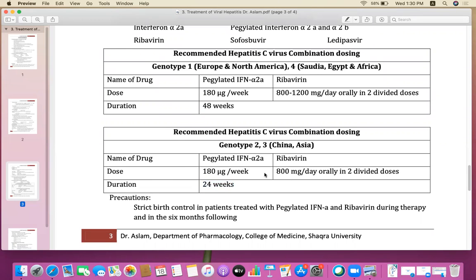And the ribavirin dose is 800 milligram per day orally in two divided doses. What are the precautions? Strict birth control in patients treated with pegylated interferon alpha 2A and ribavirin during therapy and the 6 months following, because the washout time from the body is long. The amount of drug should be totally removed from the body.